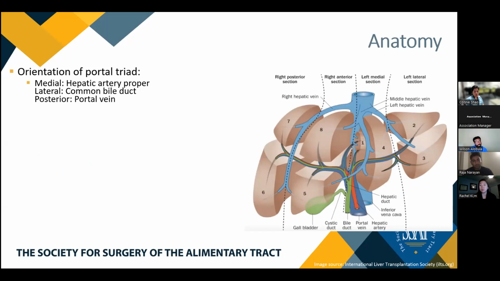The medial structure is the hepatic artery proper, not the common hepatic. Remember that the common hepatic transitions into the hepatic artery proper after branching off into the GDA, or the gastroduodenal artery. The lateral structure is the common bile duct, and the final posterior structure is the portal vein. I remember the portal vein as being the fattest and the widest of the 3, so it provides a bed for the bile duct and the artery to sit on, and then the artery is the medial, and the bile duct is the most lateral.